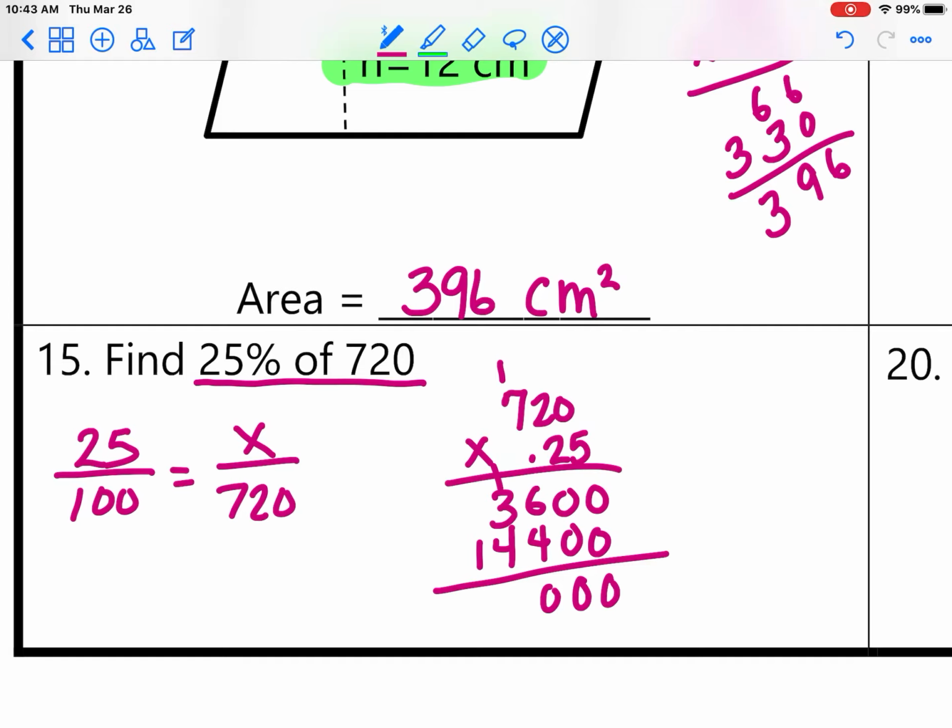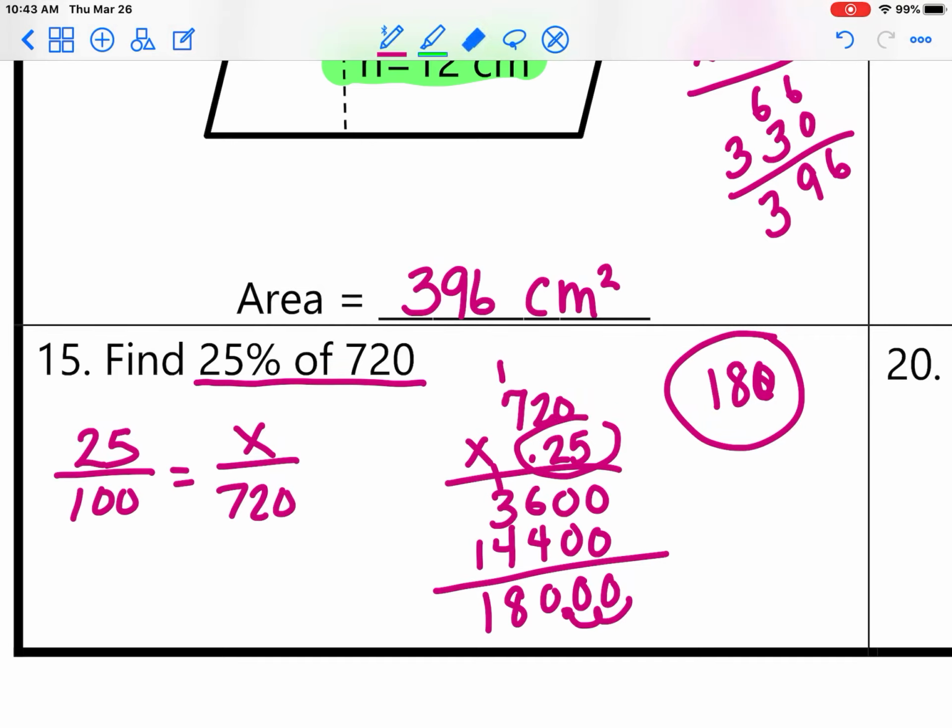6 plus 4 is 10. 4 plus 3 is 7. Plus 1 is 8. That's 18000. But oh, I have 2 decimal places in my problem, which means I have to have 2 decimal places in my answer. 25% of 720 is 180. That looks like a 6. Can't stand it. Gotta fix it. 180. There you are, folks.